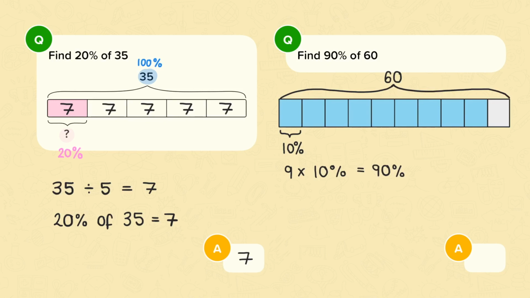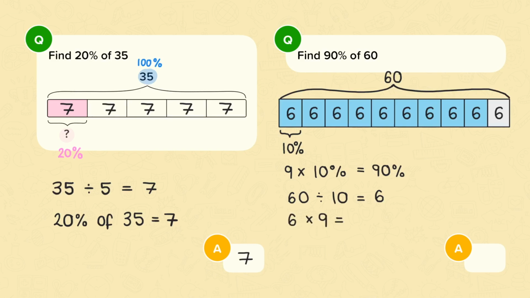First, we need to divide 60 by 10 to find what one part is equal to. Each part is equal to 6. We know 10% of 60 is 6. To find 90%, we need to find the value of 9 of these parts. So we need to multiply 6 by 9. 90% of 60 equals 54.